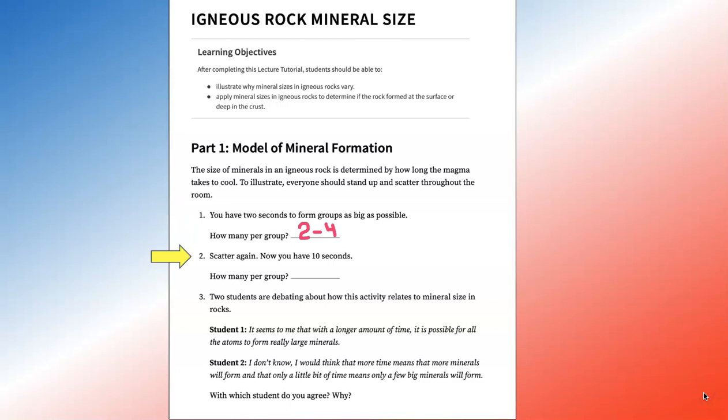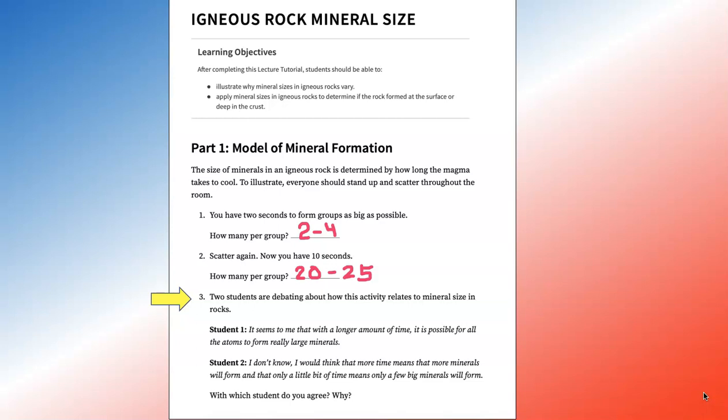If I had you scatter out again, and this time I gave you 10 seconds to make the groups as big as you could, you might have actually gotten the whole class into one big group. So 2 students are debating about how this activity relates to mineral size in igneous rocks. The first student says, "It seems to me that with a longer amount of time, it's possible for all of the atoms to form really large minerals," in which case the students would be the atoms.